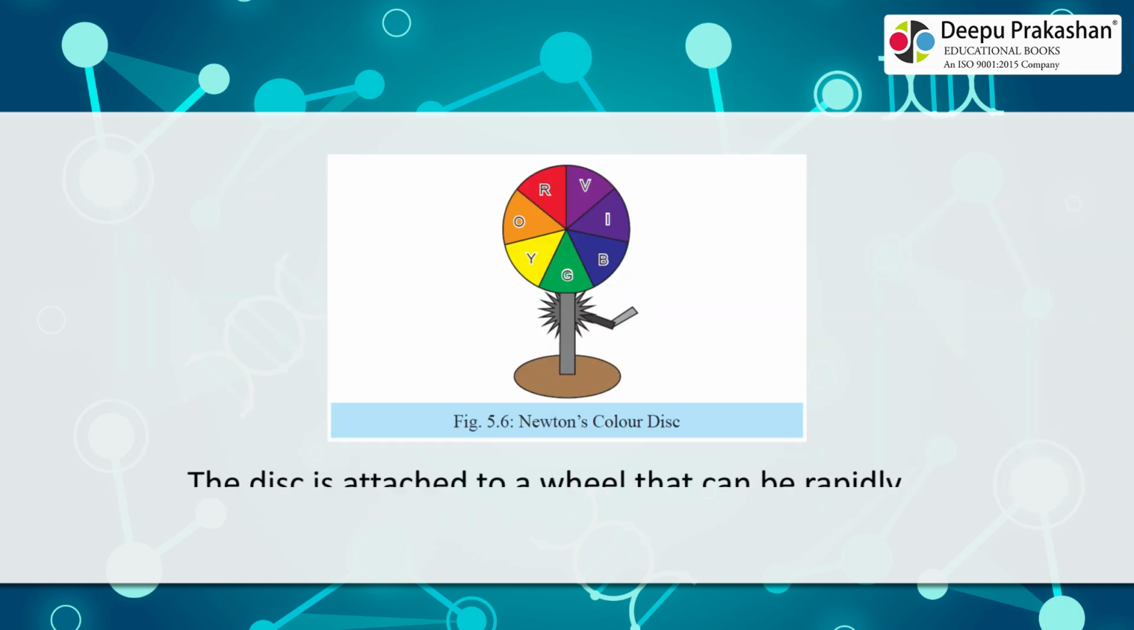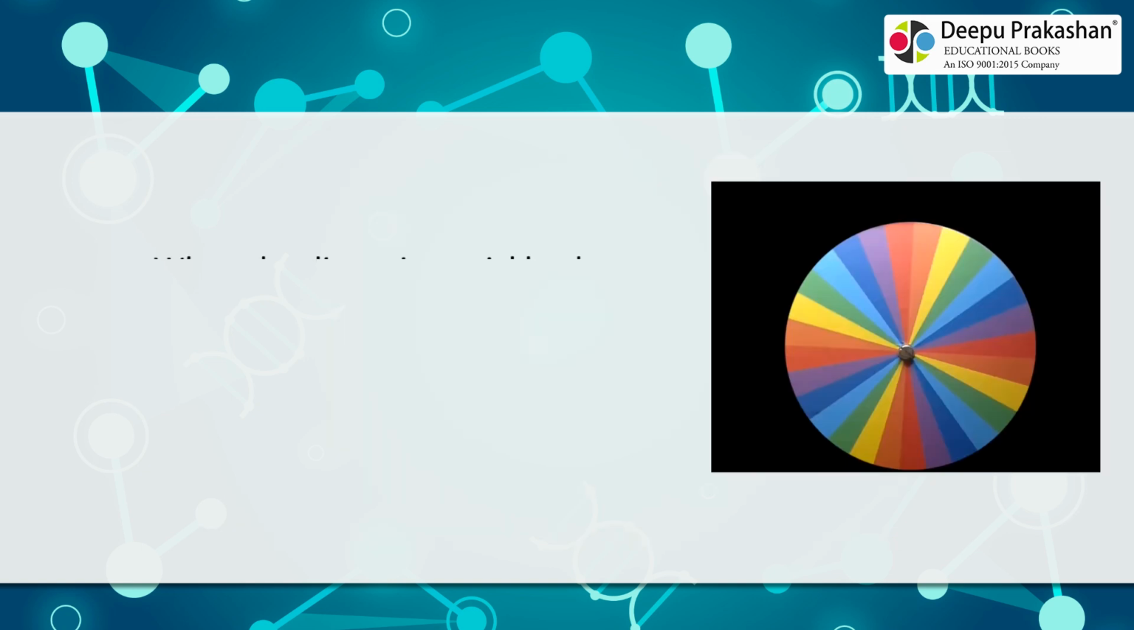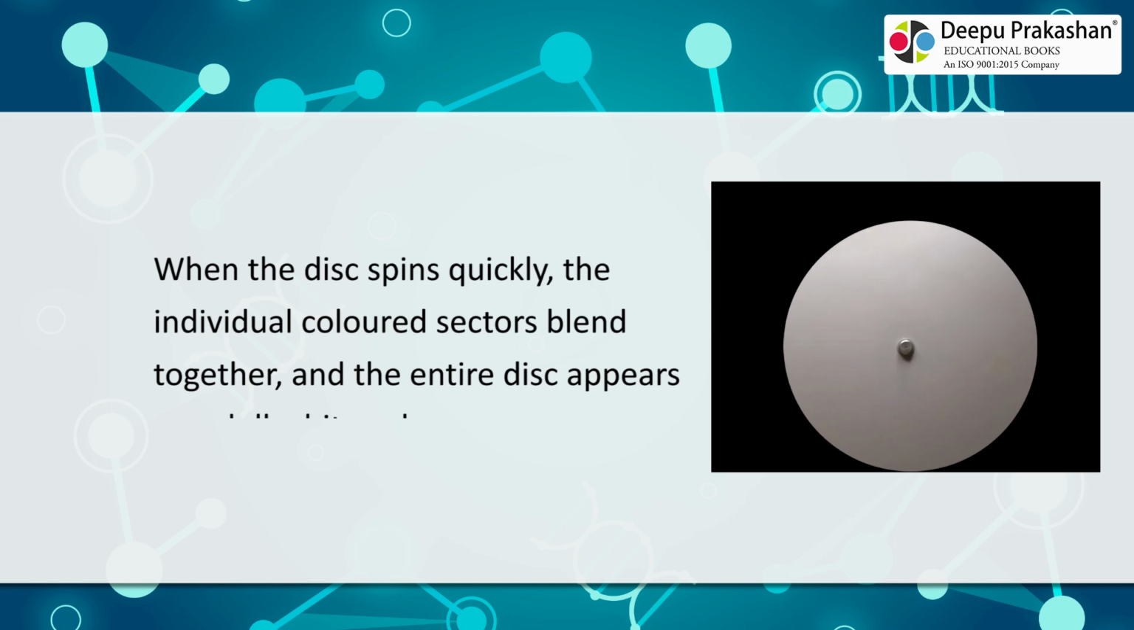The disk is attached to a wheel that can be rapidly rotated using a handle, as depicted in Figure 5.6. When the disk spins quickly, the individual colored sectors blend together, and the entire disk appears as a dull white color. Visible spectrum and invisible spectrum.